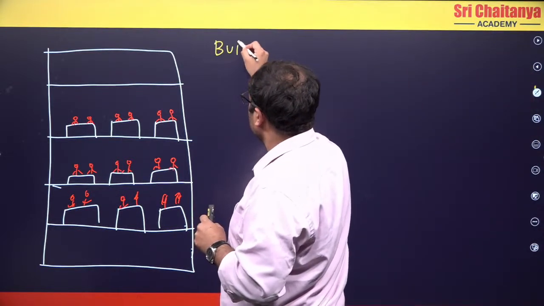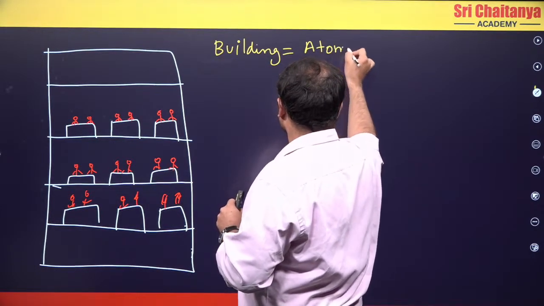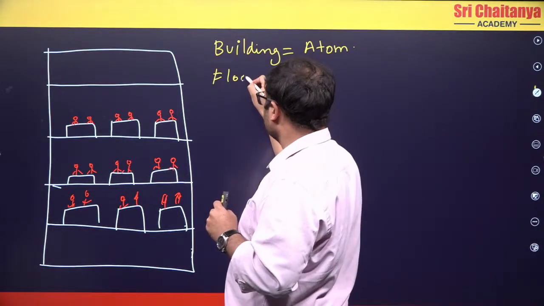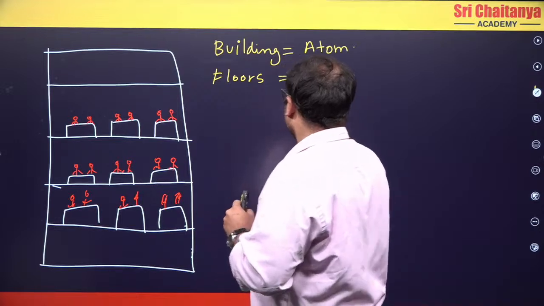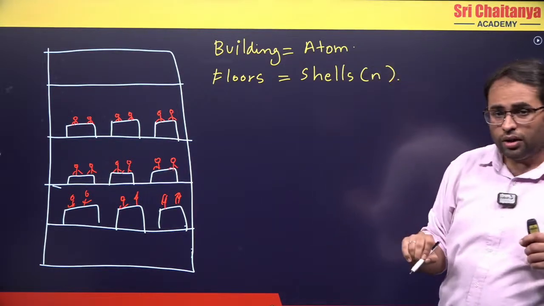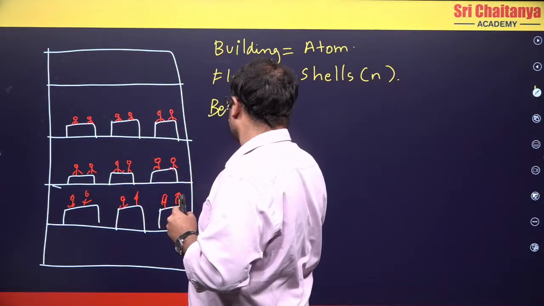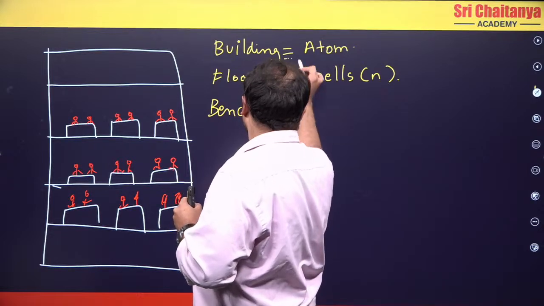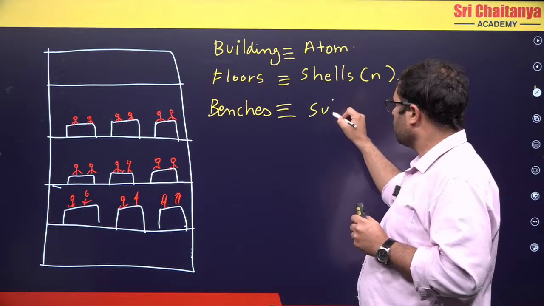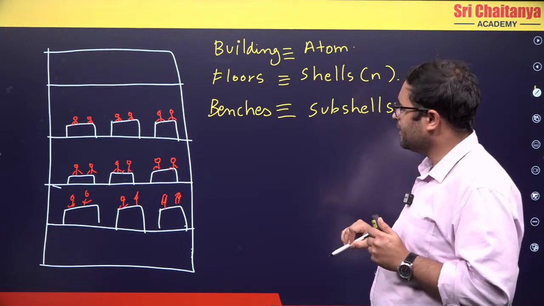This building is same as an atom. Imagine this is an atom. The floors that you are having are what? Floors are shells. Right. The benches, in each floor there are benches. Benches are equivalent to what? Subshells, right?